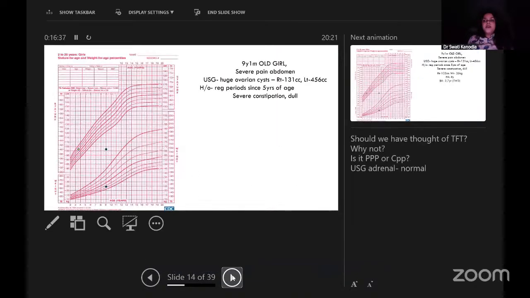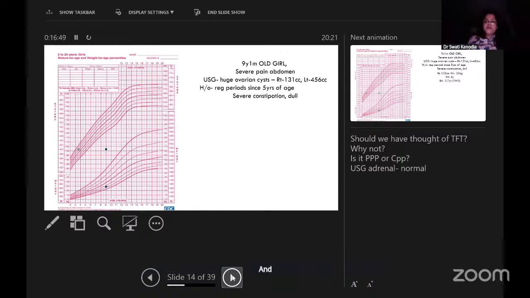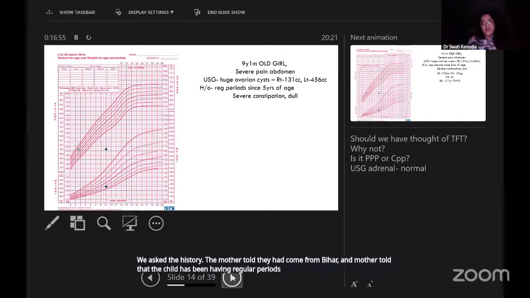Now, we had a 9-year-old girl. She came to us with severe pain abdomen, and when ultrasound was done, she had huge ovarian cysts, right of 131 cc and left 456 cc. And when we asked the history, the mother told they had come from Bihar, and mother told that the child has been having regular periods since 5 years of age, and they didn't think anything about it.